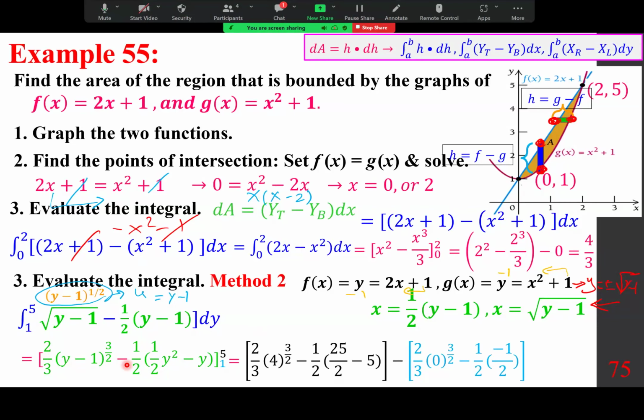So 2/3 y minus 1. Okay, remember y is 5. 5 minus 1 makes it 4 to the power of 3/2. Minus 1/2, half of y squared. Okay, that makes it 25 divided by 2, right? 1/2 minus y is 5. And then you do the same thing with 1.